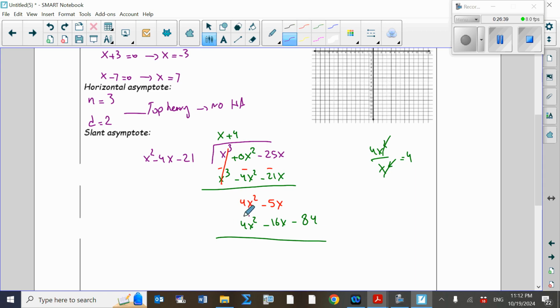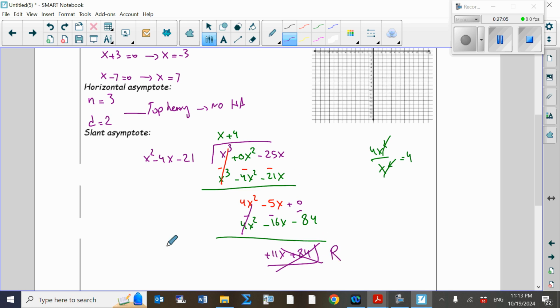4x squared minus 4x squared, they cancel. Negative 5x minus negative 16x will be positive 11x. And then here you have negative 84. That is basically 0 minus negative 84. That's positive 84.